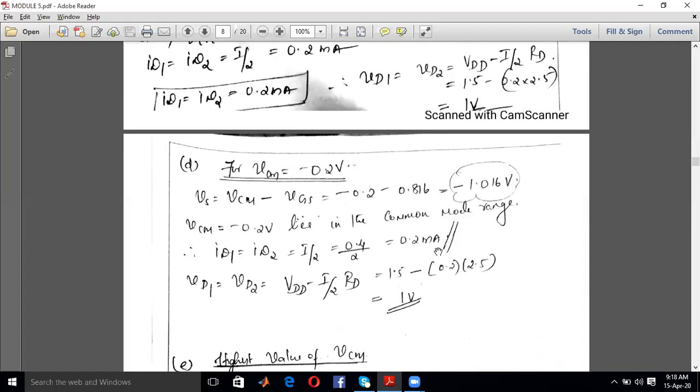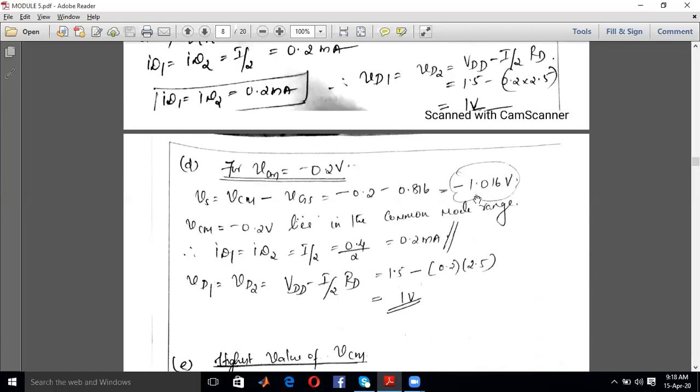So still the current is dividing equally among the two transistors because it is coming under the common mode range, but you are expecting a change in the source voltage because source voltage always depends upon the input voltage, that is VCM minus VGS. So as far as this question is concerned, VCM is minus 0.2 volt, so minus 0.2 minus 0.816 is equal to minus 1.016.